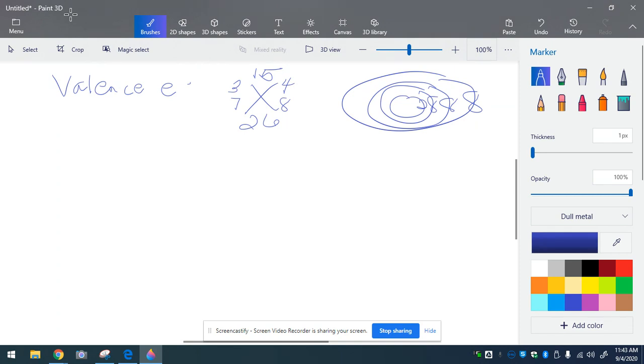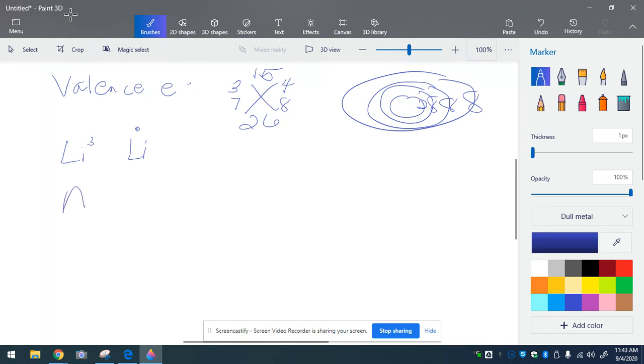So the first one we'll look at is lithium. Lithium is atomic number 3. So when its electrons fill in, it fills 2 in the first shell and then 1 in the last shell. So the valence shell, the last shell, has 1. So you put the chemical symbol, lithium, and then you put 1 electron.